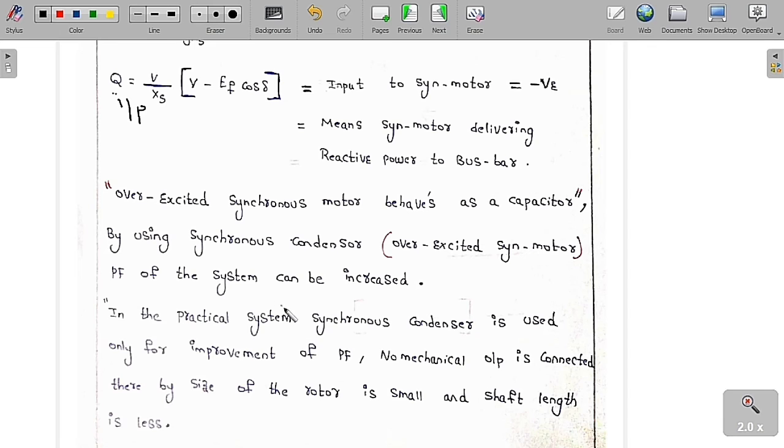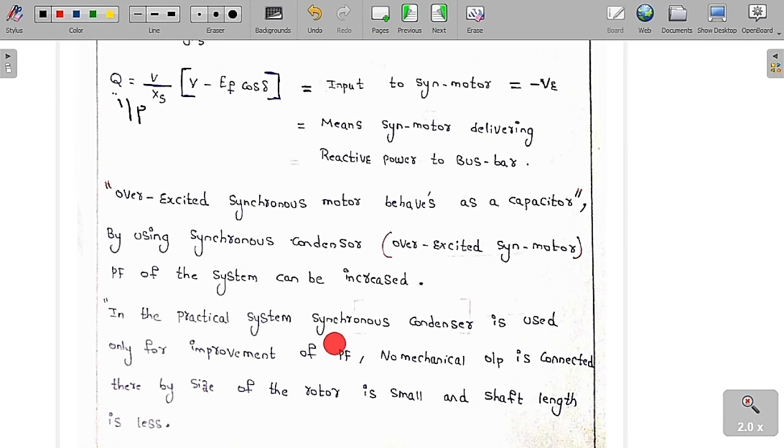This is going to be basically used for improving the power factor of the system. So this is what I am trying to tell you from starting onwards, which is the over-excited synchronous motor, it is going to act like a capacitor. So by using the synchronous condenser, the over-excited synchronous motor, the power factor of the system can be increased.